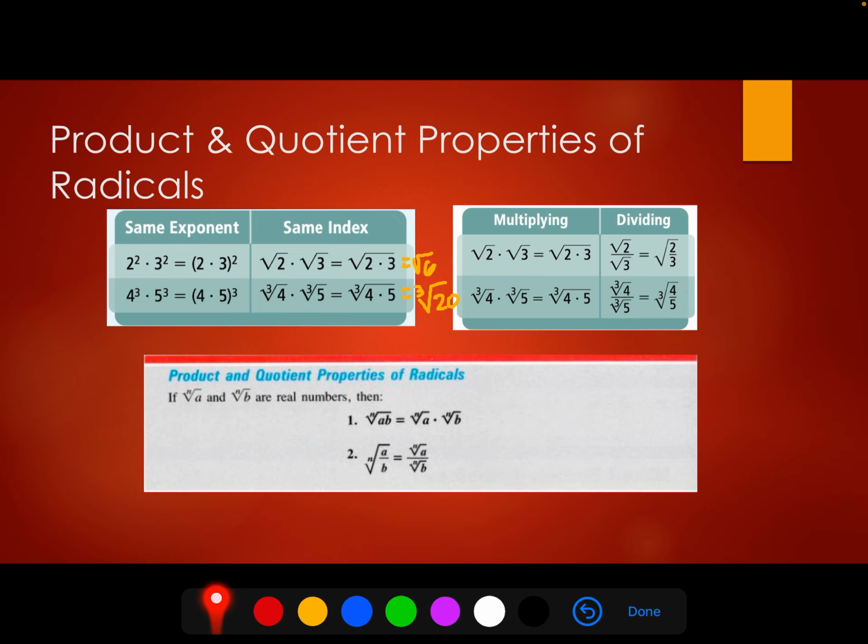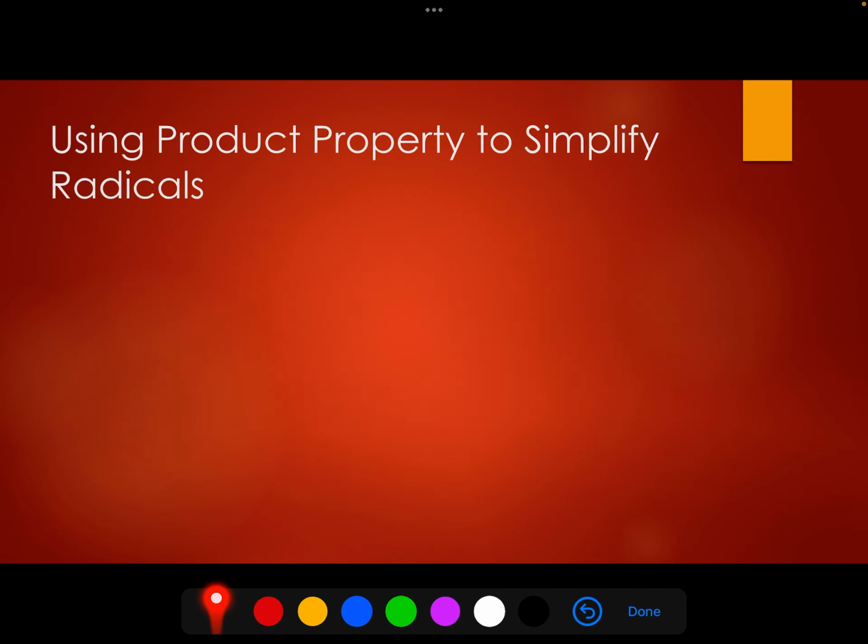And then just down here in this picture, we have a more generalized statement that says if the nth root of a and the nth root of b are real numbers, then the nth root of a times b equals the nth root of a times the nth root of b. And it's the same thing for fractions. The nth root of a over b equals the nth root of a over the nth root of b. So let's take a look at an example.